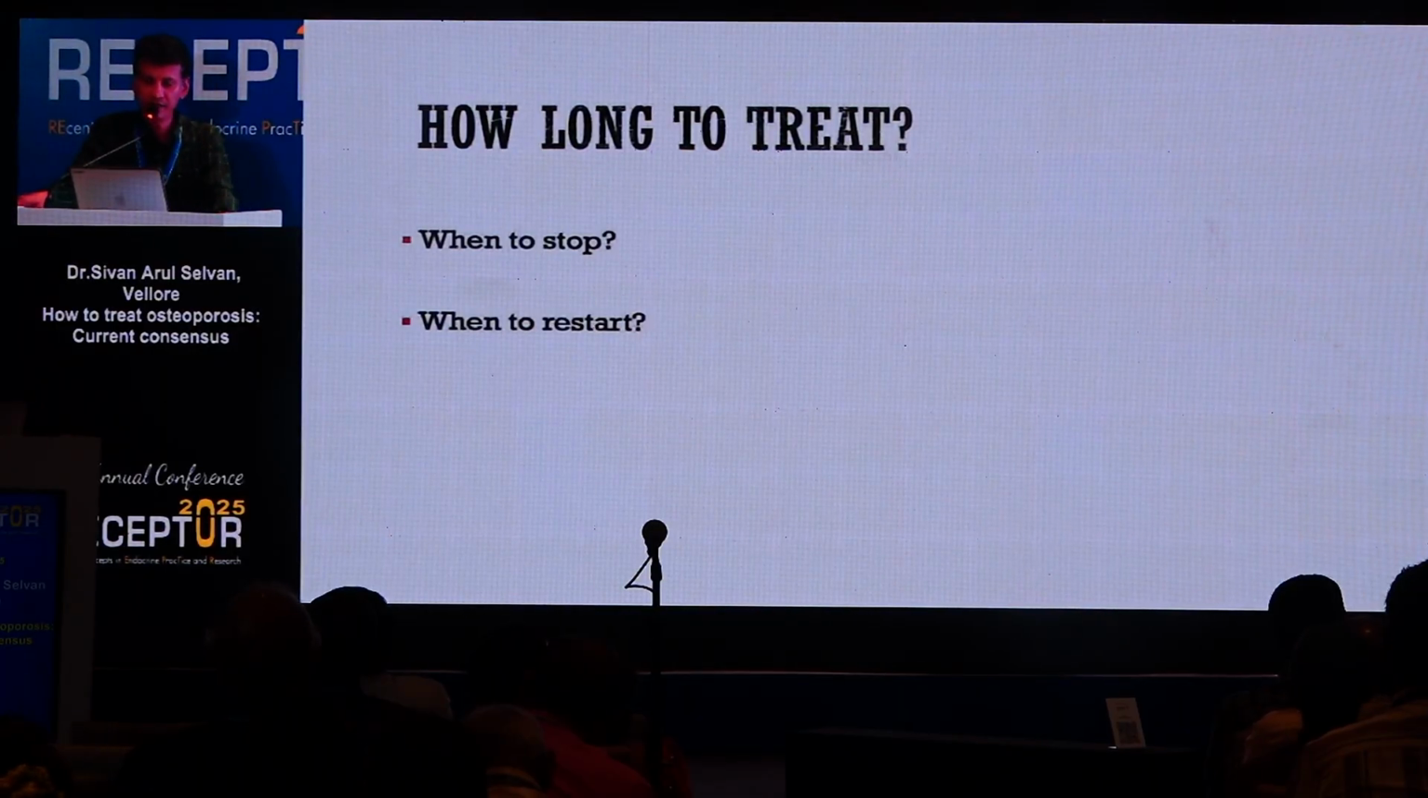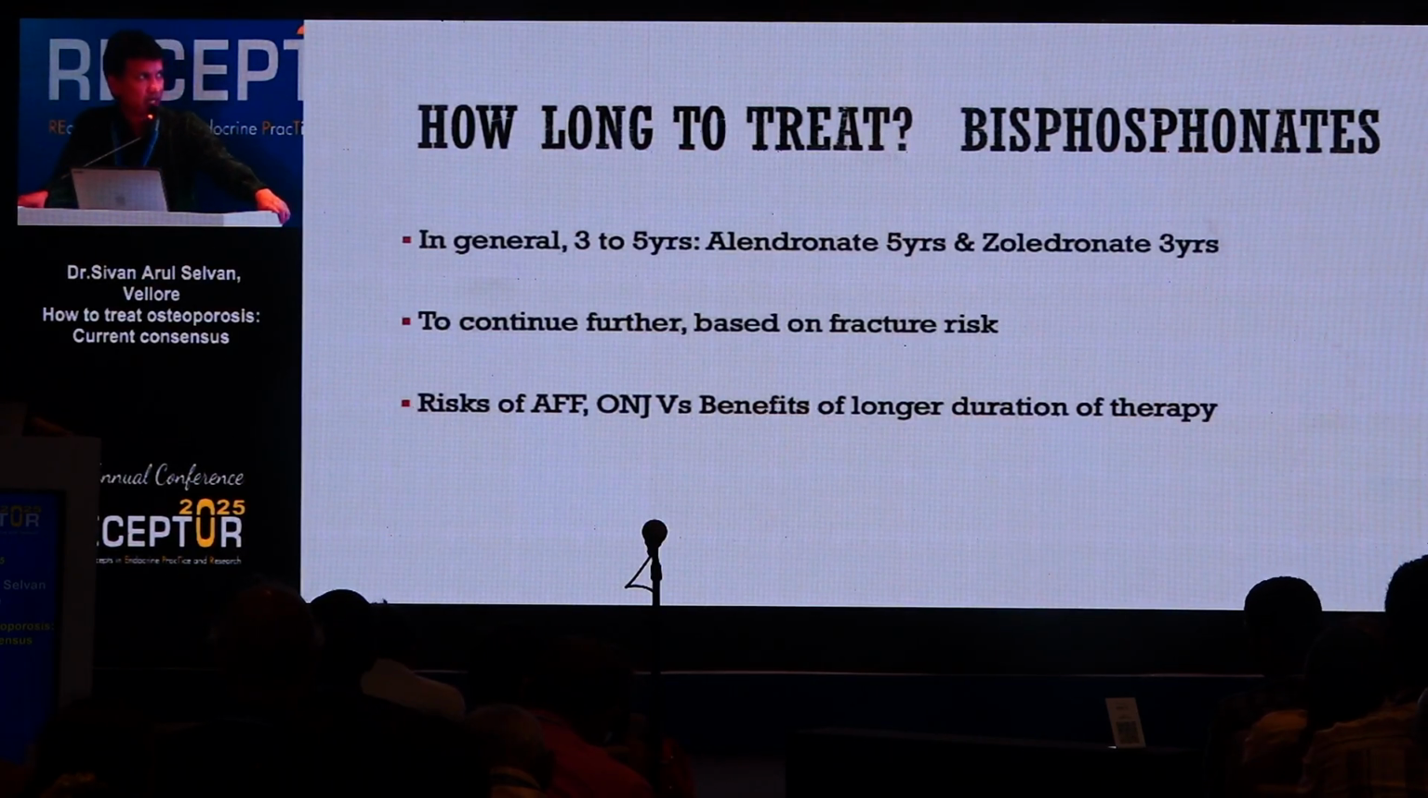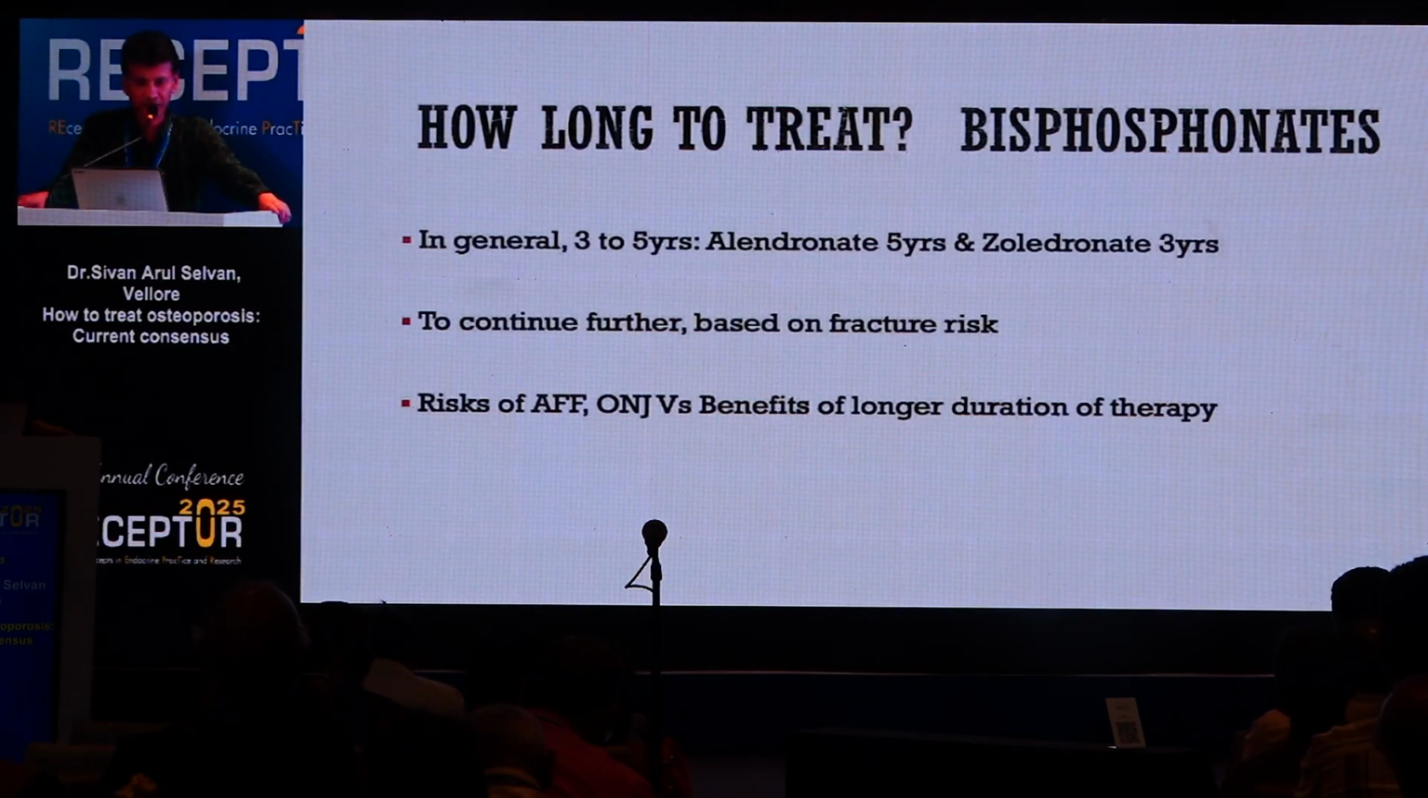How long to treat? These are not like diabetic medicines or anti-hypertensive medicines. It's only for a specific time. So when to stop, and when you stop, when to restart. So how long to treat? Mostly we'll go with the bisphosphonate, that is the most common drug. In general, it is used for 3 to 5 years. If it is zoledronic acid, you give it yearly once for 3 years. If it's alendronic acid, you give it for 5 years.